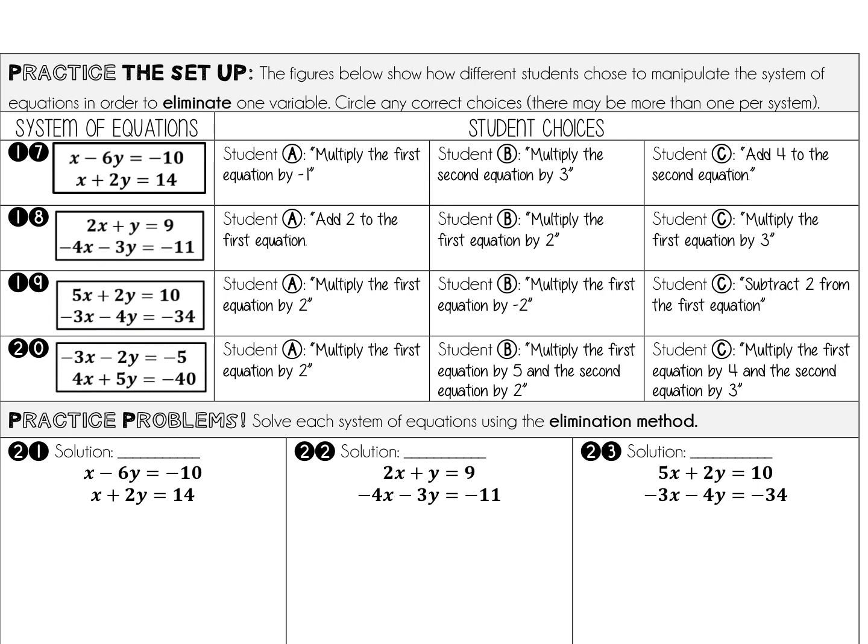For number 17, students A and B were correct. For number 18, students B and C were correct. On number 19, student A was correct. And on number 20, students B and C were correct.